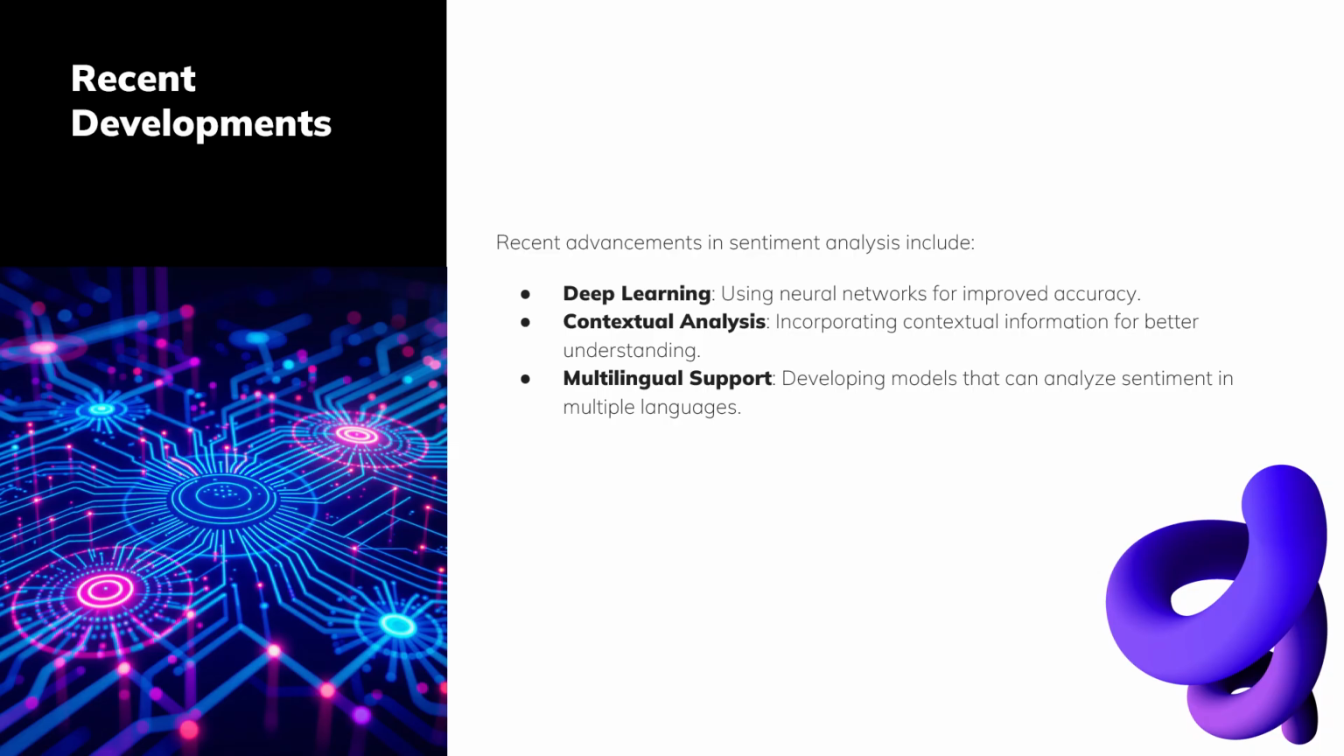So, coming to the research and development, the field of sentiment analysis is evolving rapidly. Recent developments include deep learning models that can detect emotions like joy, anger, and fear, not just positivity or negativity. Multilingual models are also improving, allowing for more accurate analysis across languages. Explainable AI is another exciting area. It helps us understand why a model classified a text as positive or negative, making the process more transparent.